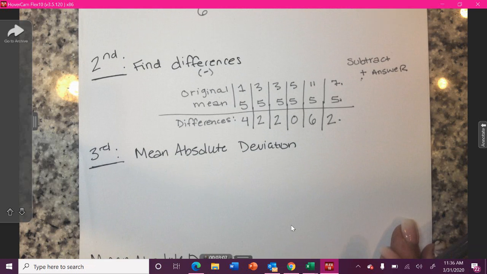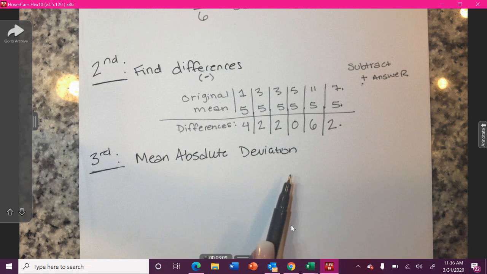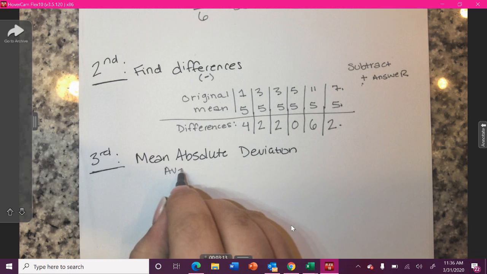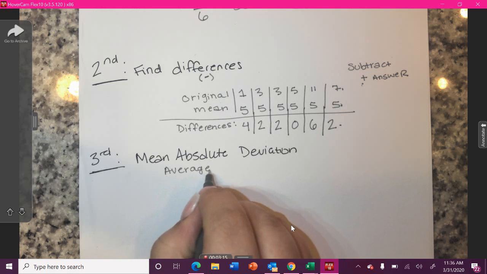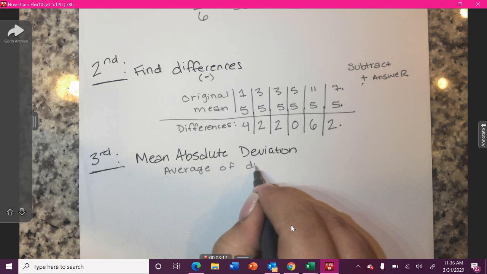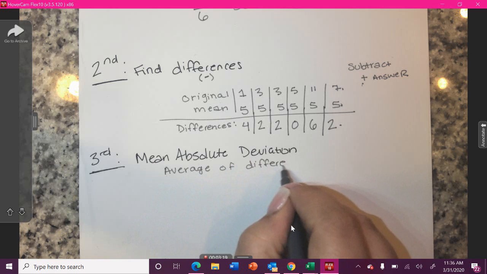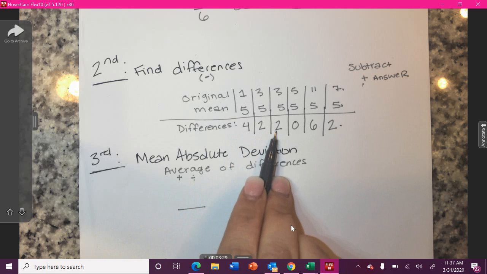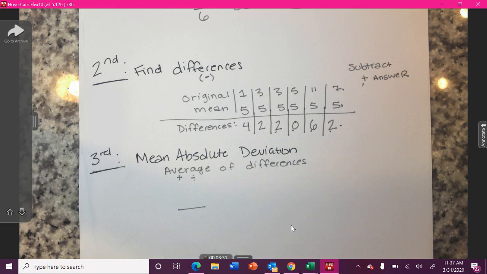The third step is where we actually find our mean absolute deviation. It's where we find the average of the differences. Okay. So average means we're going to add and then divide again. We have 1, 2, 3, 4, 5, 6 differences.